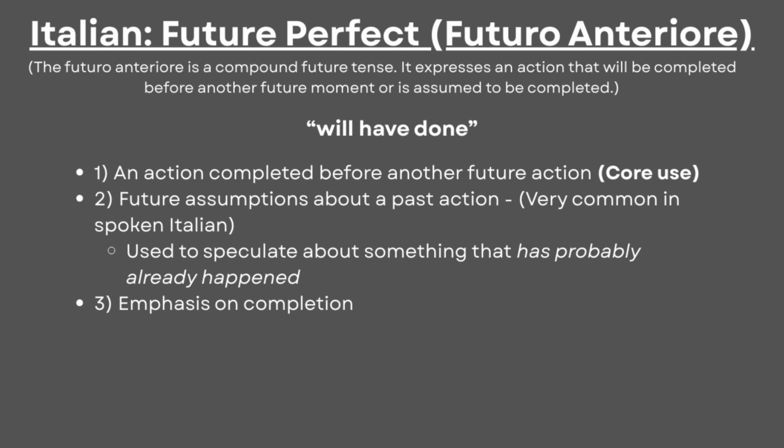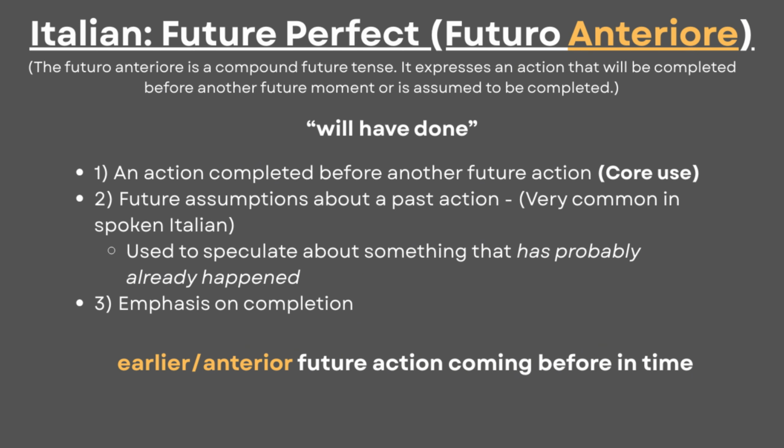So formally, the tense marks the earlier, or anterior, future action that is coming before in time. That's why it's called the futuro anteriore in Italian. Alongside, we can use it to speculate about something that has probably already happened, thereby putting emphasis on completion.